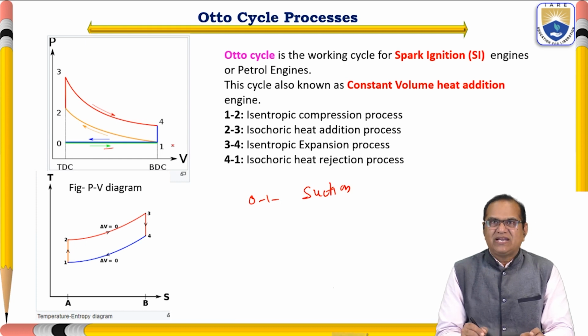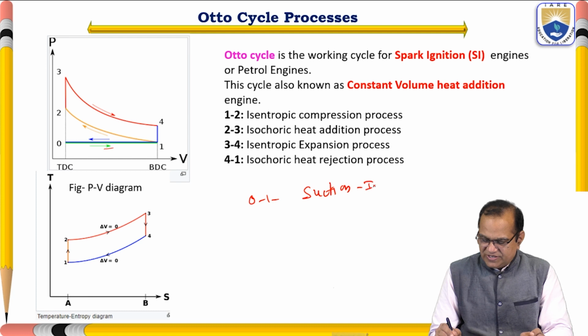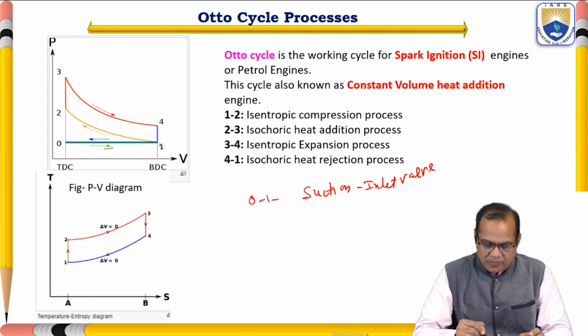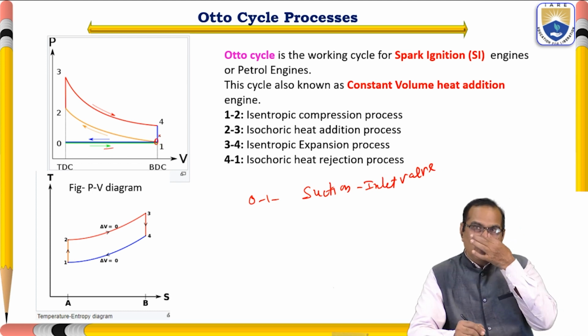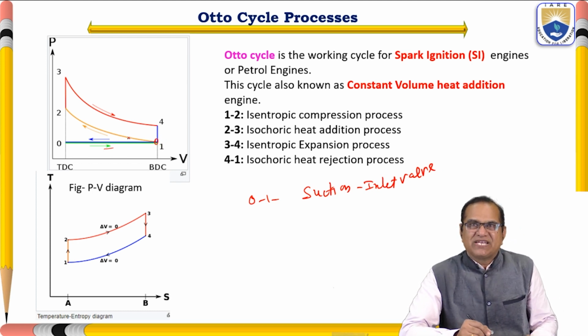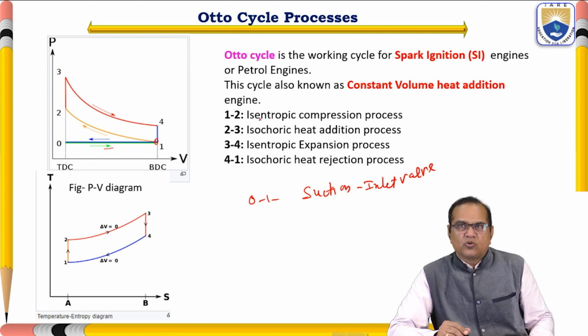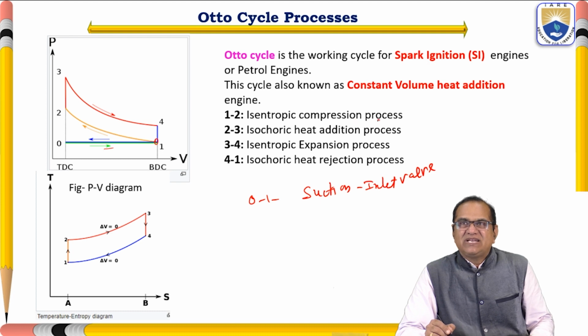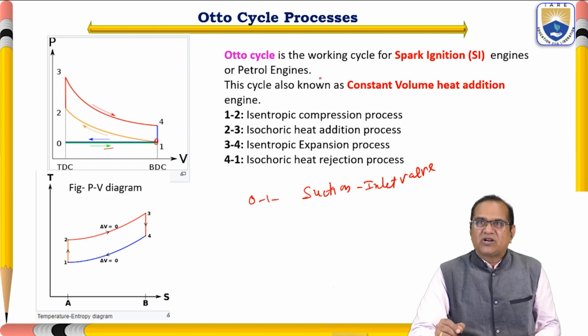So 0 to 1, the air is sucked in, your inlet valve is open. I have discussed this thing. Inlet valve is open. As you reach this point 1, then all valves are closed. Now it is compressed, 0 to 1. This 1 to 2 is an isentropic compression process. So this Otto cycle is the working cycle for spark ignition engine or petrol engine.